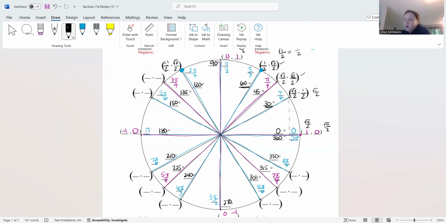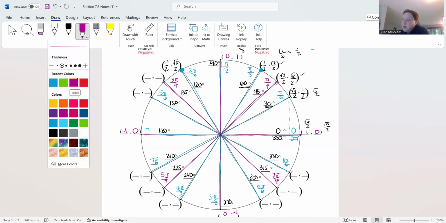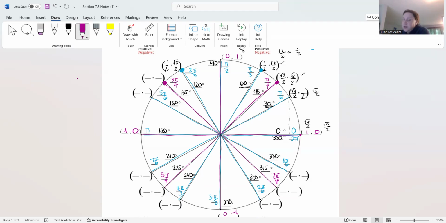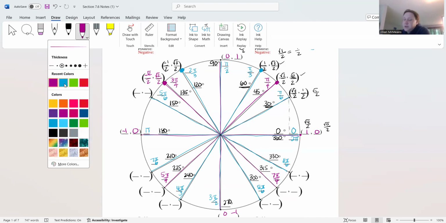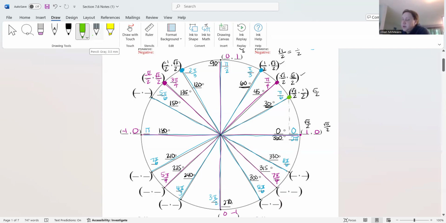And then for 135 degrees, that is going to be a situation where this point right here matches this point right here. So we would get negative root 2 over 2, comma, positive root 2 over 2. Okay? And then finally, let's do green. We have this point right here, which is 30 degrees, which lines up with 150 degrees. So that's going to be negative root 3 over 2, comma, 1/2.